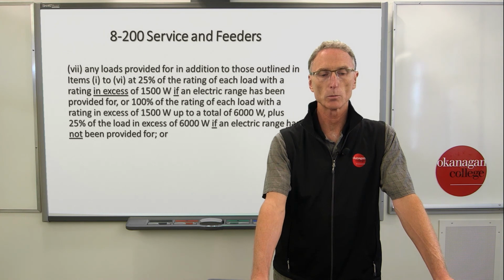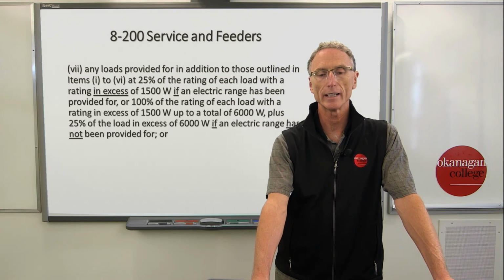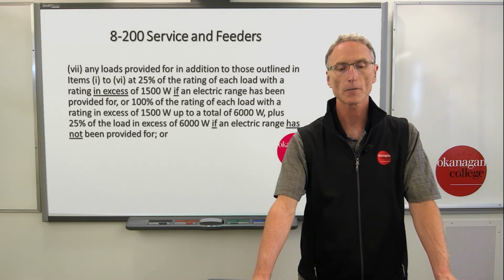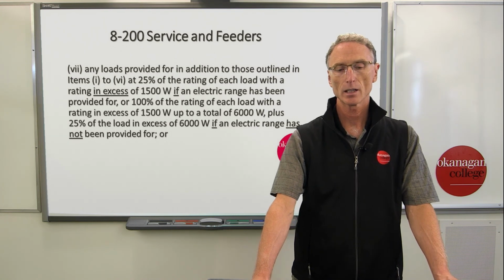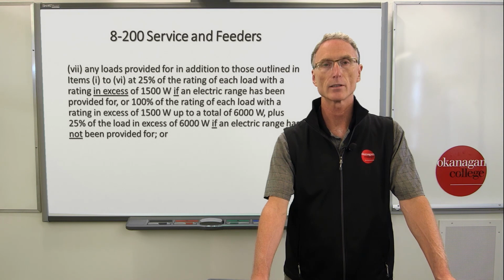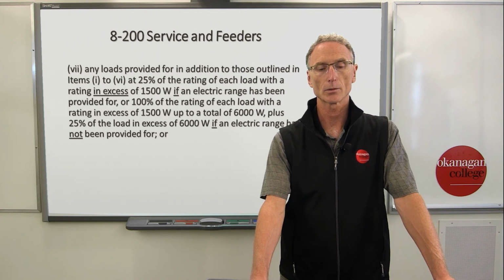We get to sub-rule 7, any loads provided for in addition to those outlined in items 1 through 6 at 25% of the rating of each load with a rating in excess of 1500 watts if an electric range has been provided for. So that's that two-part rule, whether or not you have an electric range. And of course the first part is what we have because we have an electric range. The second part of this rule pertains if you do not have an electric range.